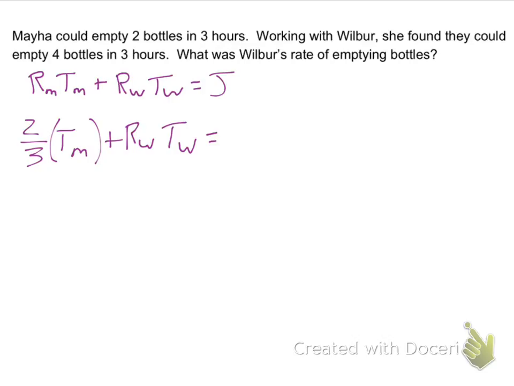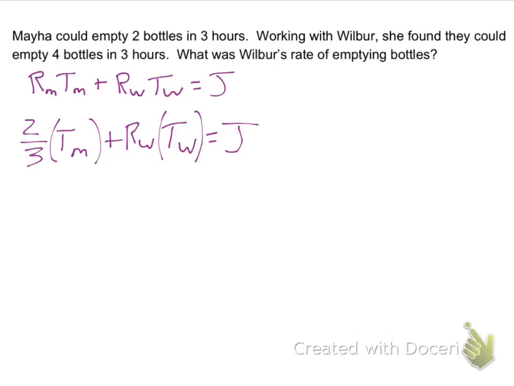Do we have any of this information? How many jobs? The jobs or the bottles emptied? Do we know a TM, RW, TW, or J? Because if I don't know at least 3 of those 4, I can't solve. What do you know, J? What's J in this problem? Well, you know, the together. We don't know a together rate. But I know the together time and the together job. What is the together time?